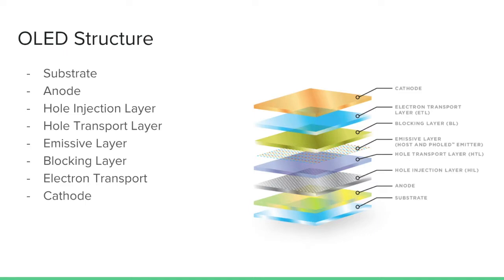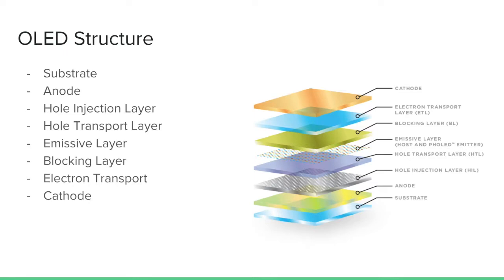The next one is emissive layer. Emissive layer is the heart of the device and where light is made. The emissive layer consists of a color-defining emitter doped into a host. This is the layer where the electronic energy is directly converted into light. The blocking layer is commonly used to improve OLED technology by confining electrons to the emissive layer.